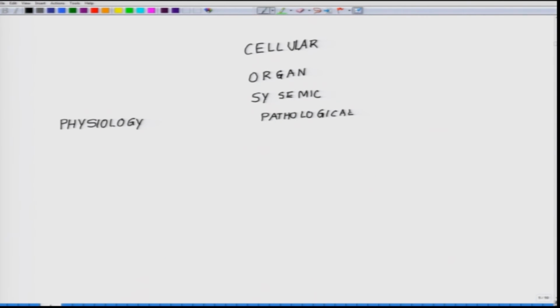So, these are different levels where you can study it: at the cellular level, systemic level, or at the pathological frontier. And when you talk about the organ level, sometimes they use a word called special physiology, where you talk about, say for example, I want to study the cardiac physiology. Okay. So, I am exclusively studying this.